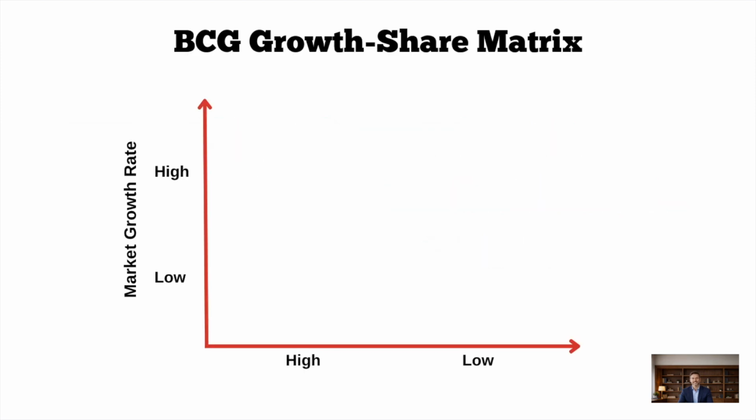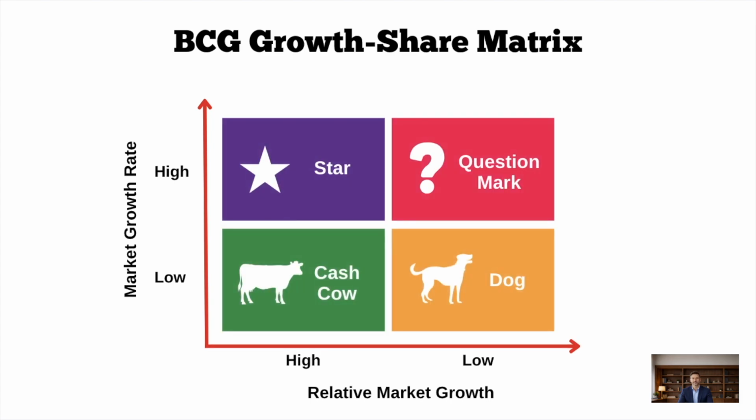The first factor is market growth rate. This tells us how fast a market is growing. The second factor is relative market share. This tells us how strong your company is compared to its competitors. Using these two factors, the BCG matrix divides products into 4 categories. Let's understand each part using Apple Company as an example.